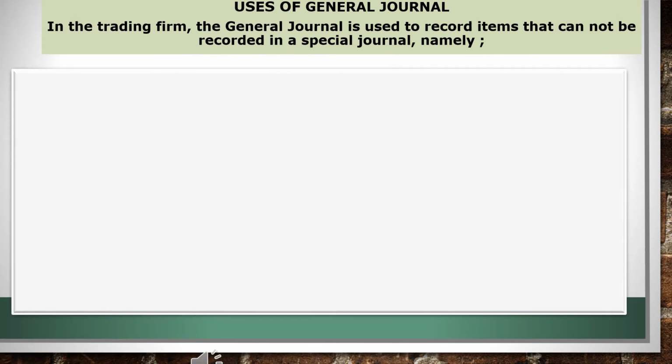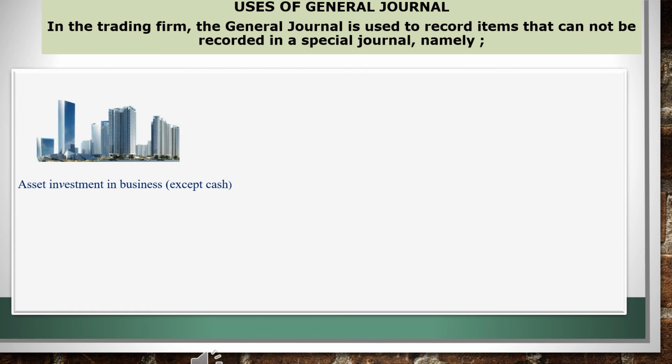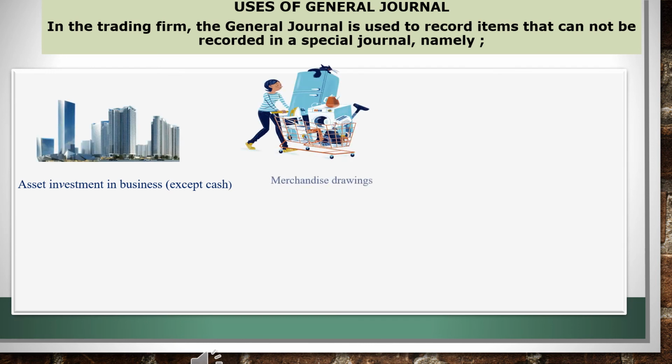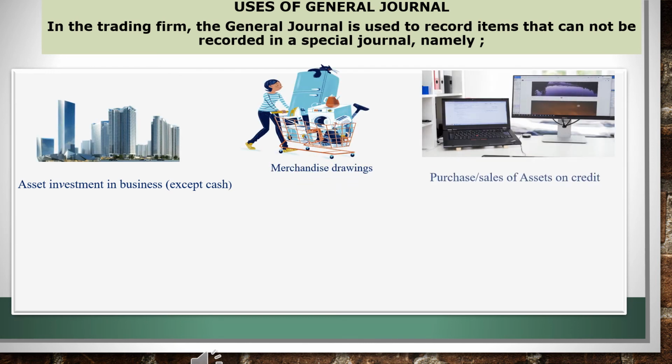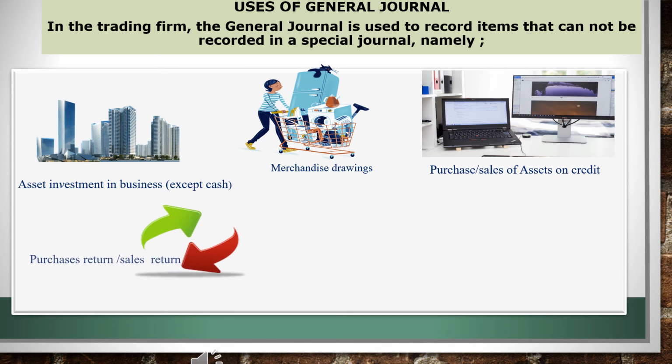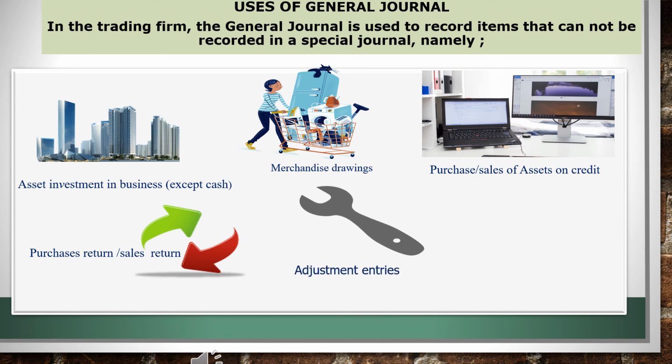General Journal is used to record items that cannot be recorded in a special journal, namely asset investment in business except cash, merchandise drawings, sales of fixed assets on credit, purchase of asset on credit, return on sales or return inwards, purchase return or return outwards, adjustment entries, and closing entries.